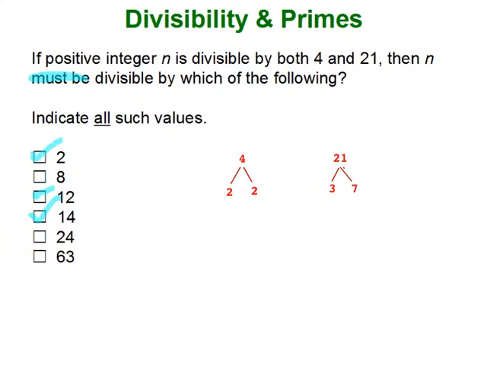What about a 63? Well, we have a 21. We have a 21 times 2, which would give us 42. And then we have another 2, which would give us 84. So we never can build a 63 with these ingredients. These are our 3 answers: 2, 12, and 14.